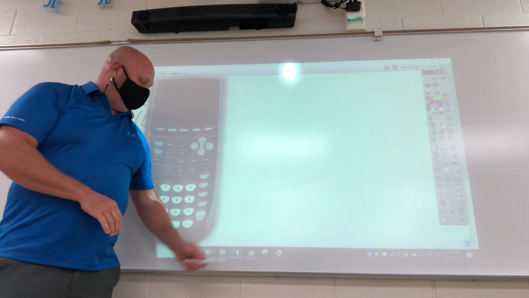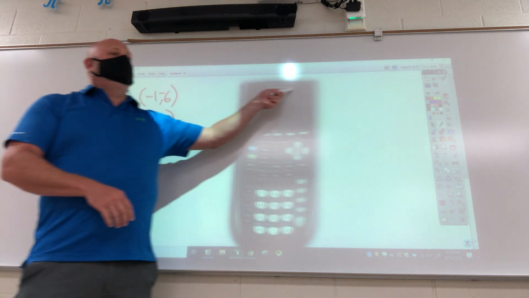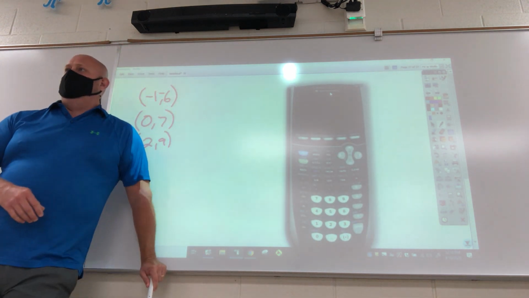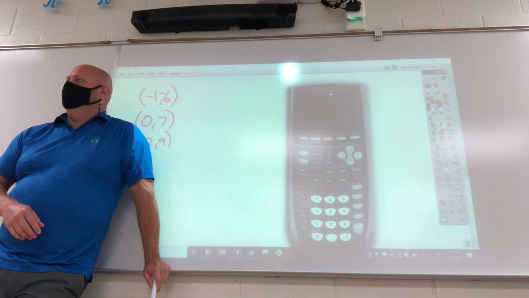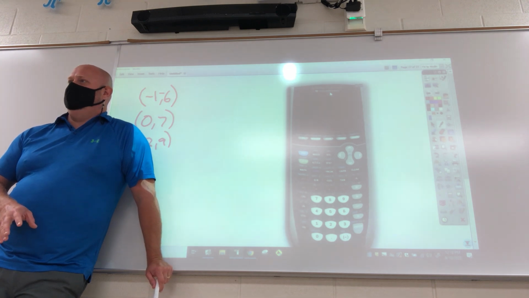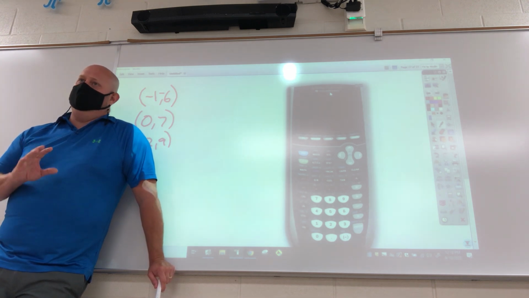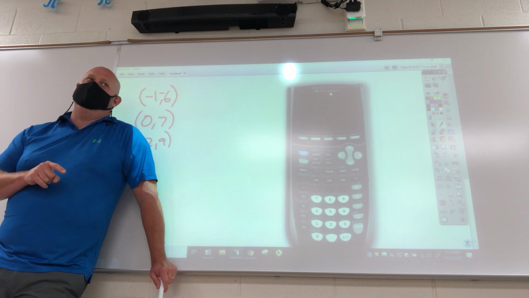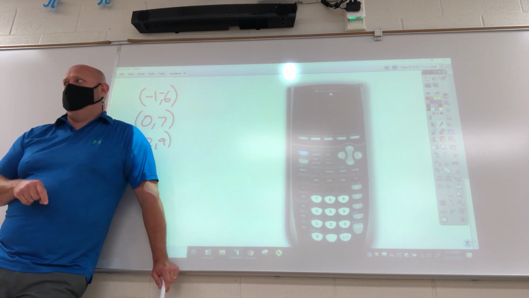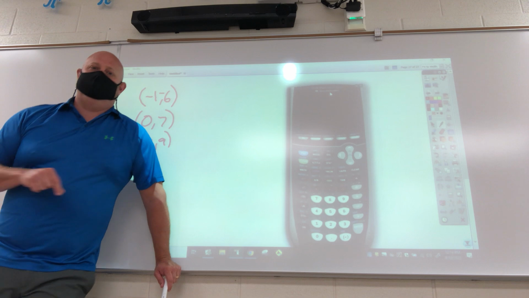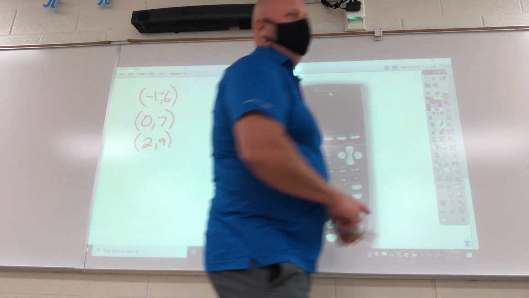Have you guys ever used these to graph regression lines? You ever done this? I know if you were in Matcher's class last year, you did this. I know you did. I even helped him remember how to do this last year.